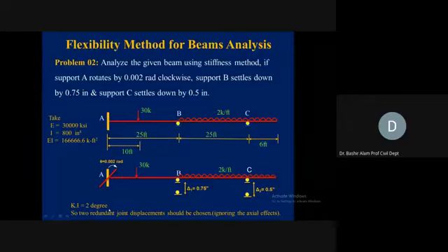Very conveniently now you can solve it manually. So here the kinematic indeterminacy is 2. So 2 redundant joint displacements should be chosen, and we are ignoring the axial effects here. So quickly draw this sketch, and I'll be running you through the various steps.